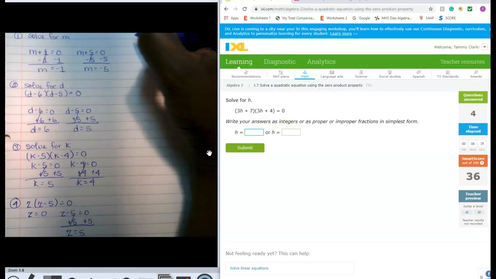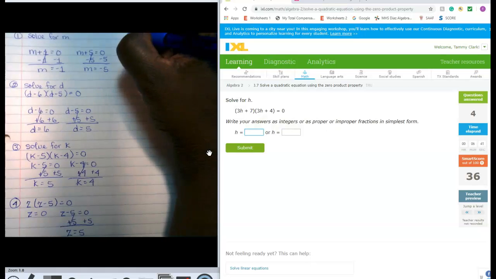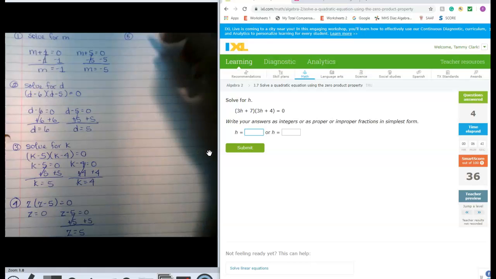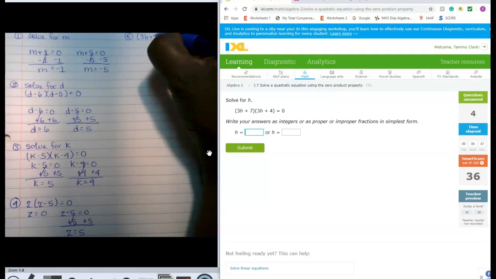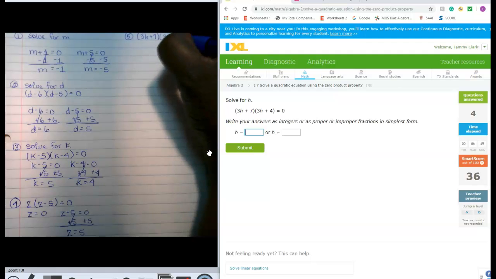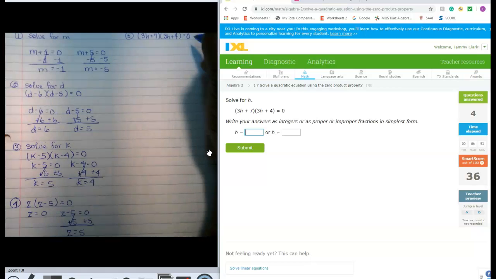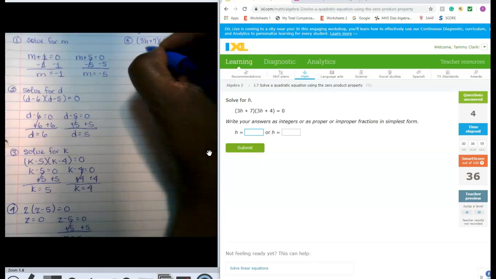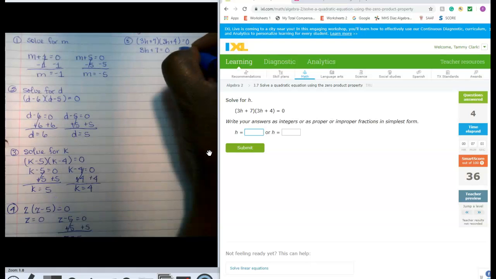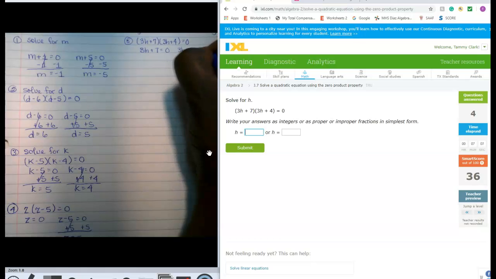Let's go ahead and look at number 5 up here. We've got 3h plus 7 times 3h plus 4 equals 0, and we're asked to solve for h. So we're going to do the same thing we've been doing. So 3h plus 7 is equal to 0, and then we've got 3h plus 4 is equal to 0.